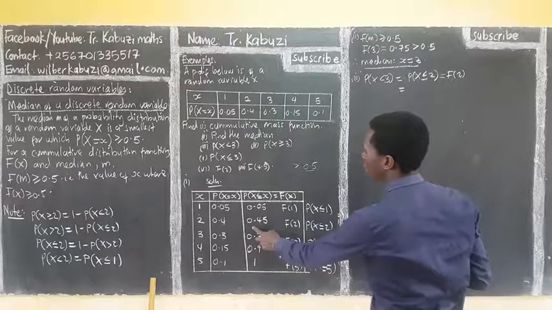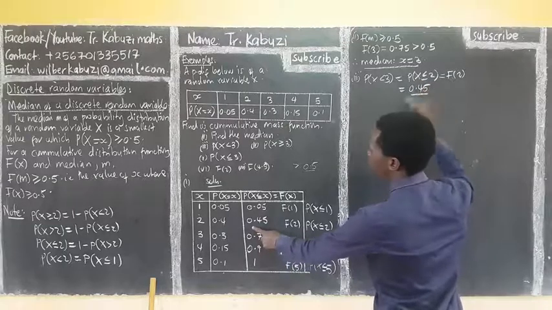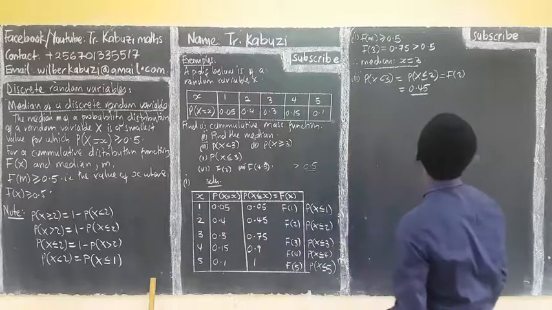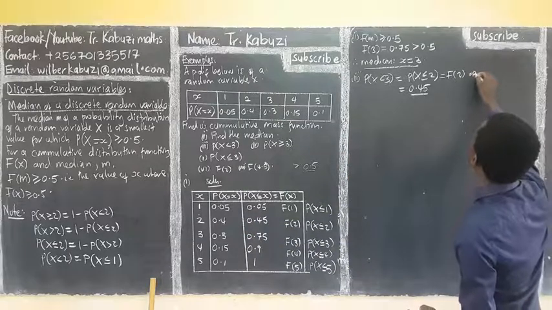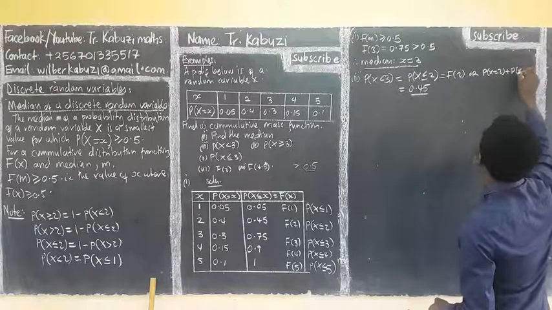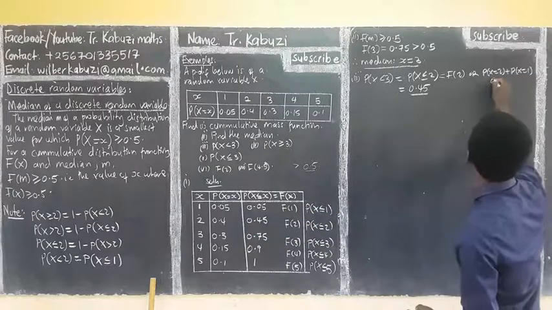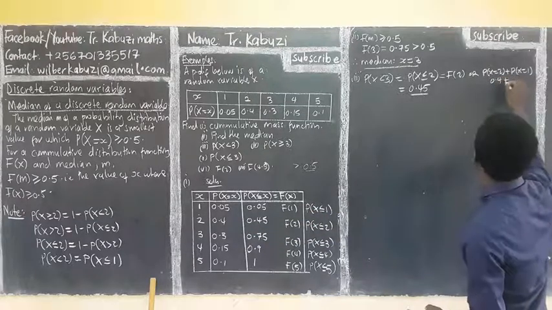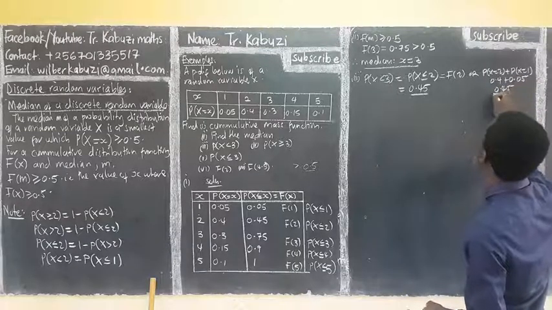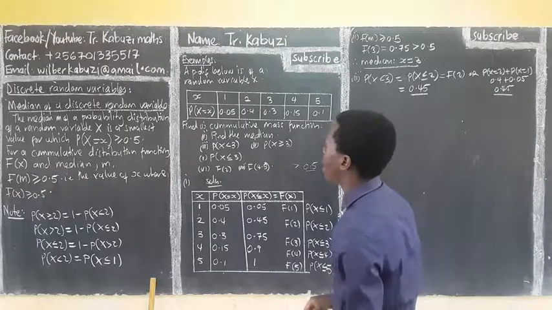And the corresponding value is 0.45. Or you can add this and this if you're using probabilities. That would be probability of x equaling 2 plus probability of x equaling 1. When you add these two probabilities, which will be 0.4 plus 0.05, you get 0.45. It's up to you.